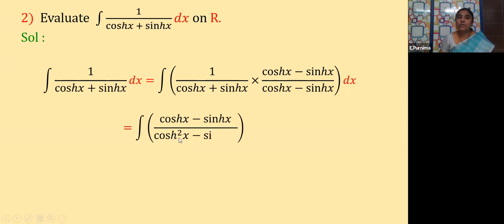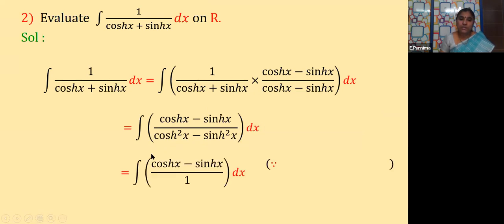That is nothing but cosh square x minus sinh square x dx. Clear? So now here, what is this? cosh x minus sinh x by, in place of the denominator I am writing 1. Why is it 1, children? Because cosh square x minus sinh square x is equal to 1. In first year you learnt it in the hyperbolic functions chapter. In that chapter you learned this formula. Isn't it? Do you remember? Yes, very good.